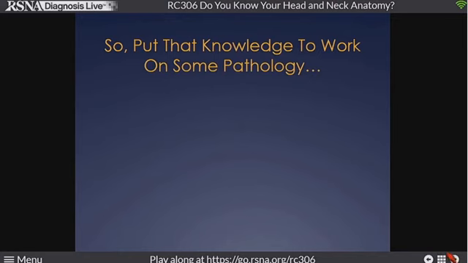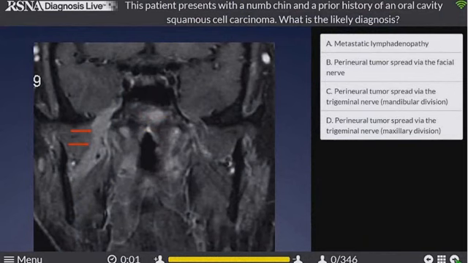So we've got some knowledge here of a few things, and let's look at a couple pathologic cases to close with and see how we've done. This patient presents with a numb chin and a prior history of an oral cavity squamous cell carcinoma.